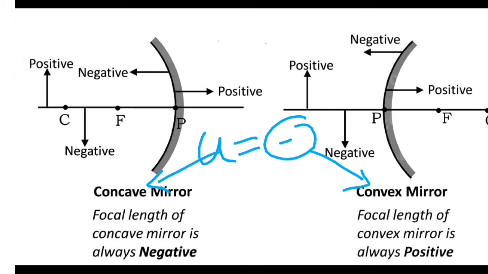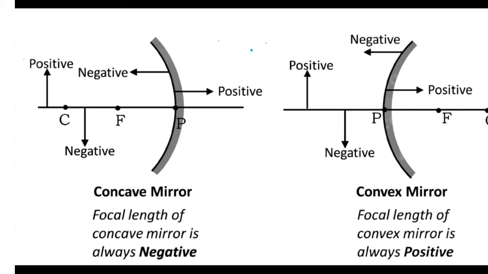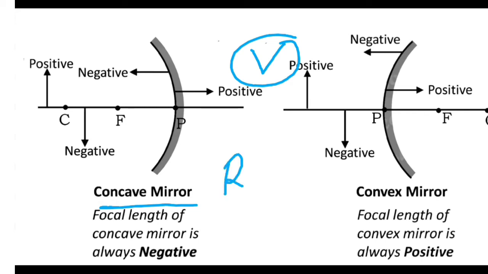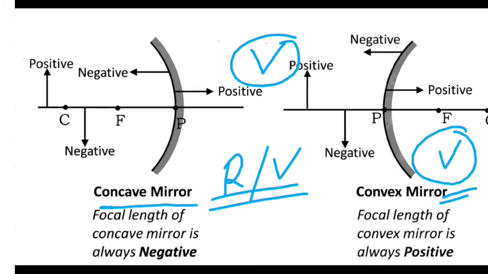Now image. We know that we have different types of image. We already explained in the 4 and 5 diagrams that according to the different positions of the object, we know the different positions of the images. In case of concave mirror, it can form both real and virtual image, and convex mirror always forms a virtual image, no matter where we place the object.